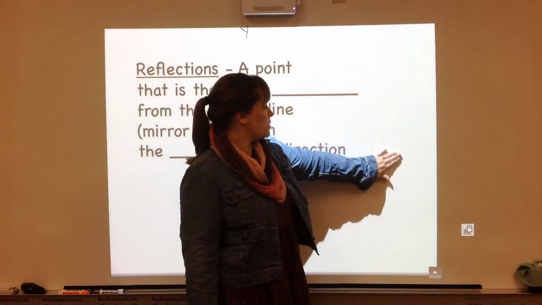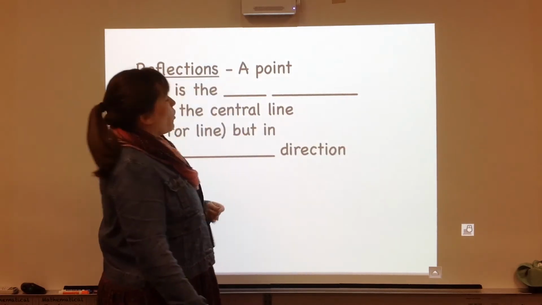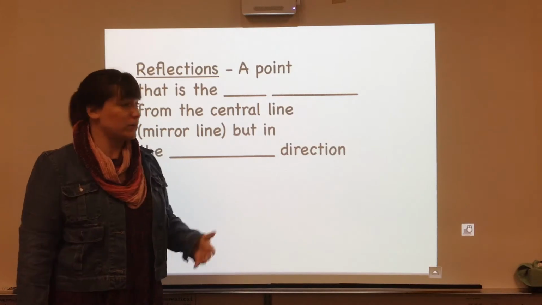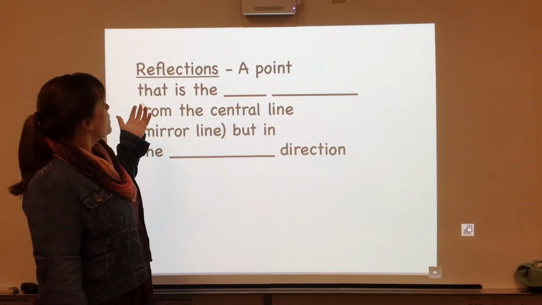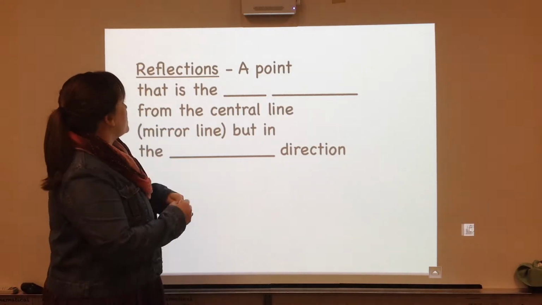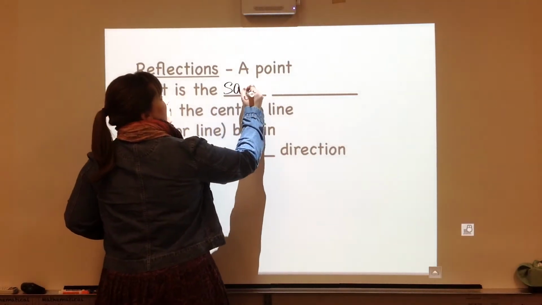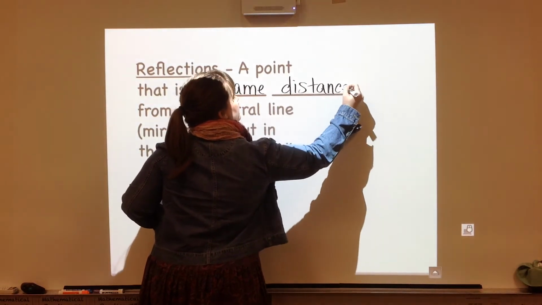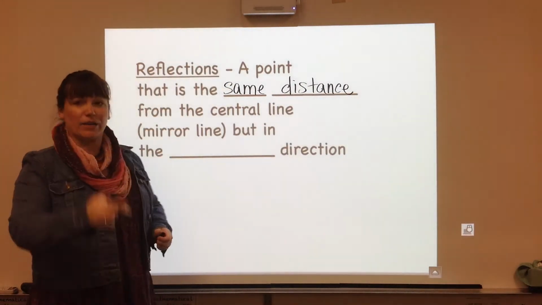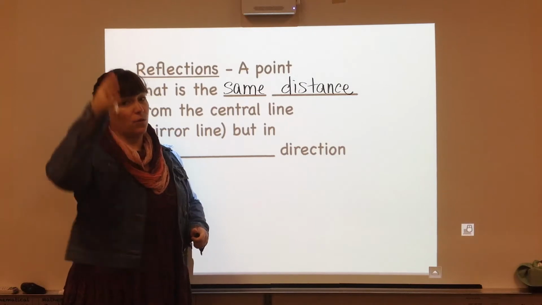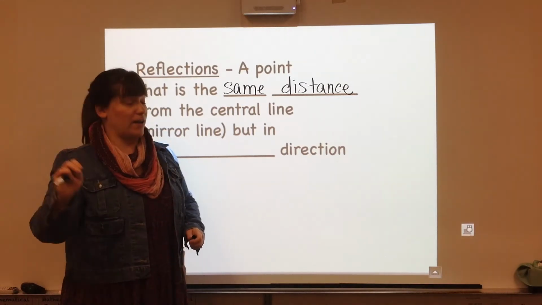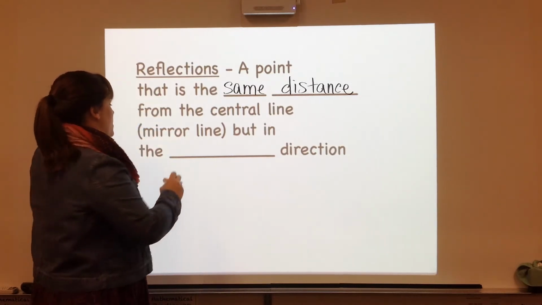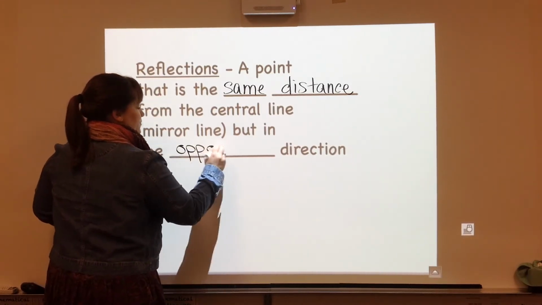Now let's take some notes. So hopefully you've noticed that a reflection, based on all the pictures we've seen, is a point or picture that is the same distance from the central line, which is like that mirror line. It could be the y-axis or the x-axis. So it's the same distance from that line, but in the opposite direction.